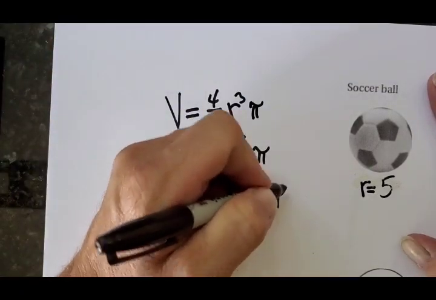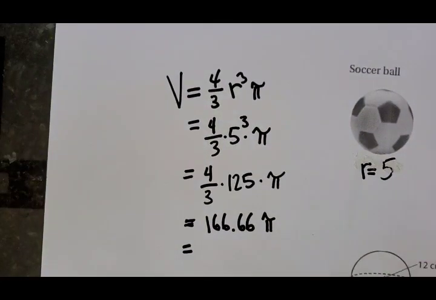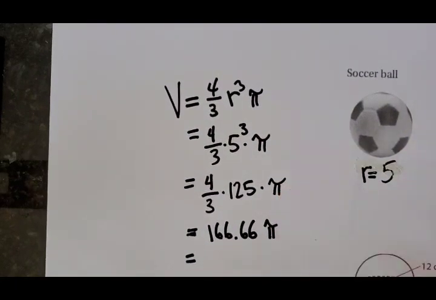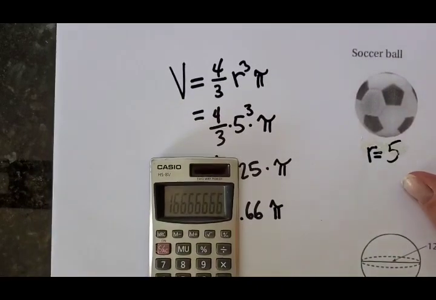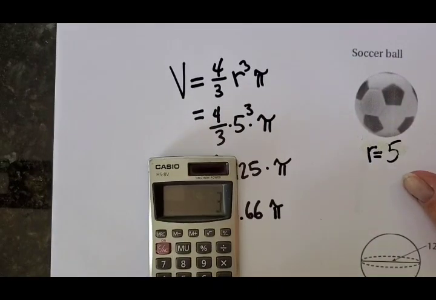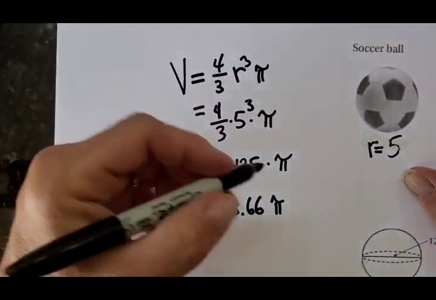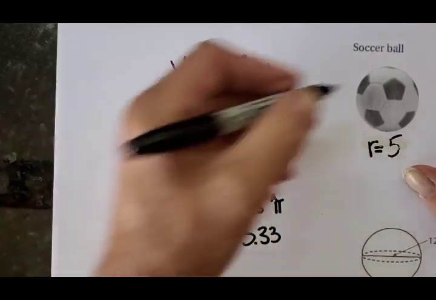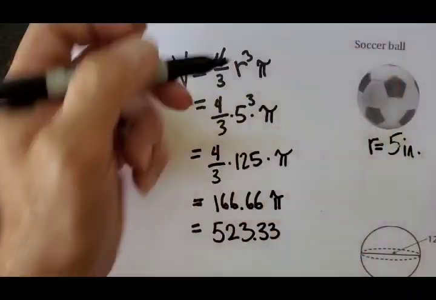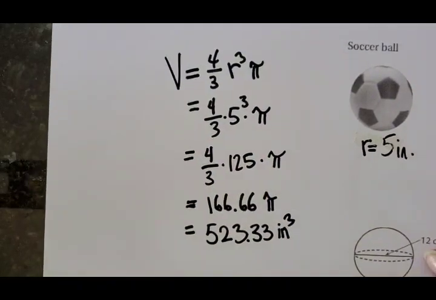So it's 166.66, and then pi. I'm not going to worry so much about this repeating decimal because we are approximating, because for pi we're going to use 3.14. So the last calculation will be 166.66 times 3.14. It's going to equal 523.33. And in this case, I believe I had said it was inches, so we have cubic inches.